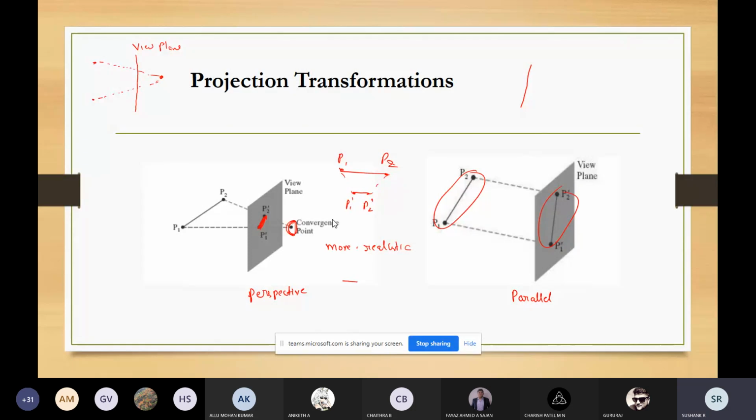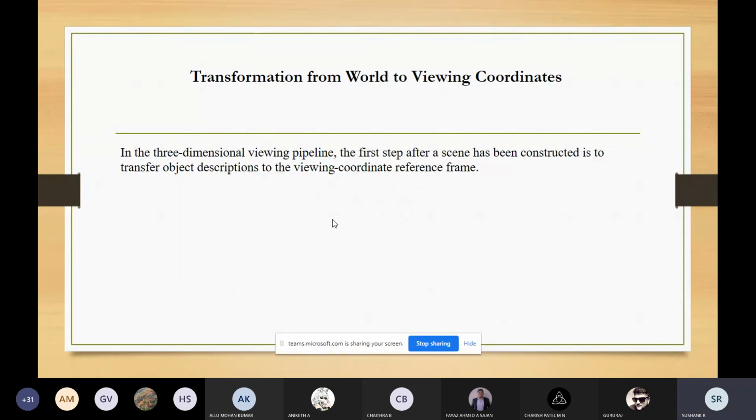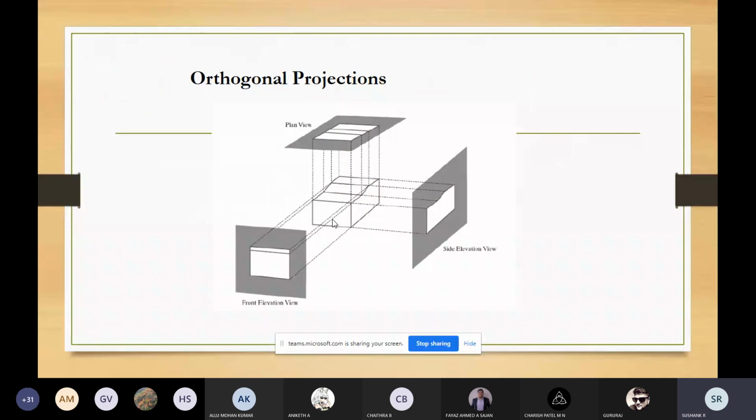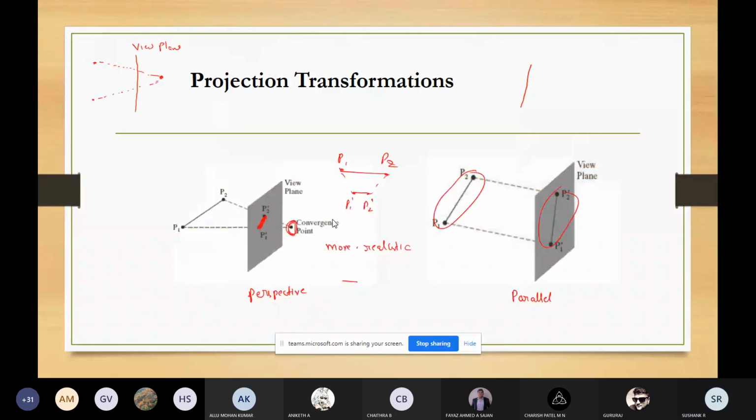Any doubts here? Any doubts with respect to these two concepts? One is the transformation from the world coordinate reference system to the viewing coordinate reference system, and the second one is the projection transformation, where we have studied two kinds of projection transformation. One is the parallel projection, and the second one is perspective projection, and the difference between these two also. And next we will be talking about the orthogonal projection. Any doubts here?